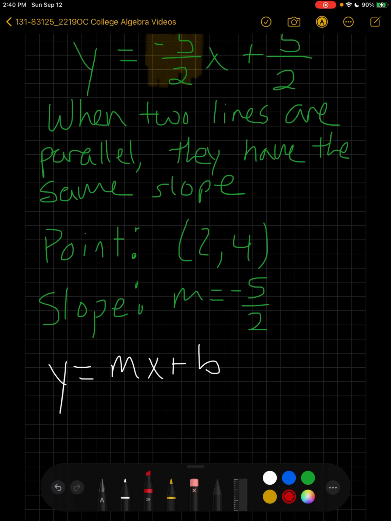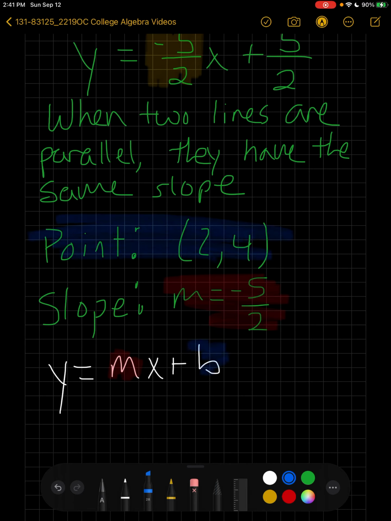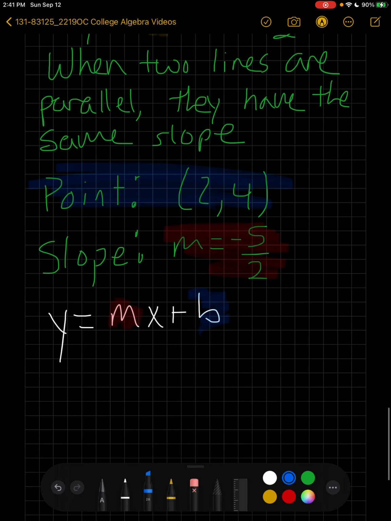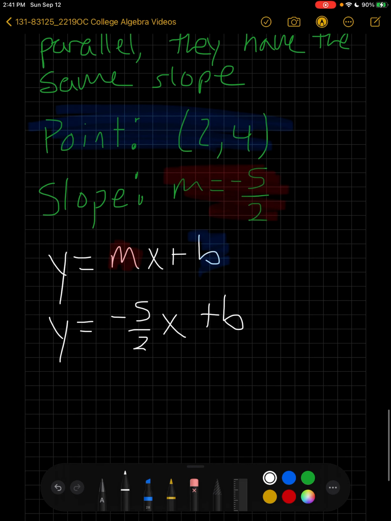So all we have to do is what we did in the first problem. We need to plug in our slope, and after that, we need to use the point to find b. And that's what we're going to do. I'm going to start off by plugging in my slope of negative 5 halves. So I say y is equal to negative 5 over 2 times x plus b. And we want to know what that b value is. So I'm going to use my point.